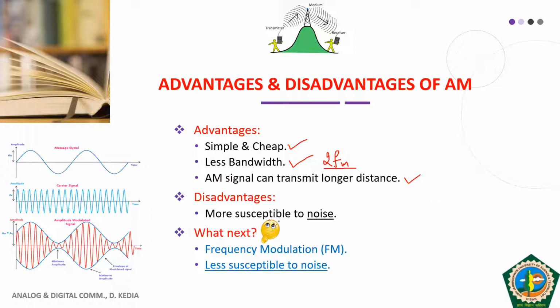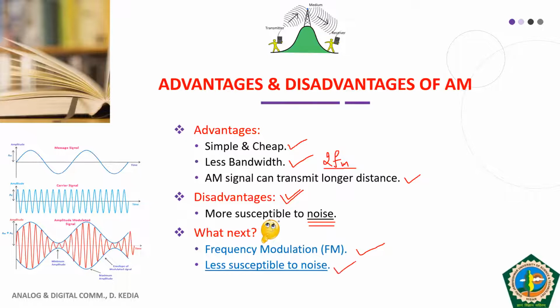Okay, the biggest disadvantage of AM is noise. Amplitude modulation is very susceptible to noise. It is very easily affected by noise, and if noise enters, it is difficult to remove that noise also. So it is the noise which prompted engineers to go to frequency modulation. That is the biggest hurdle in AM. So that's why the next modulation technique after amplitude modulation is frequency modulation.